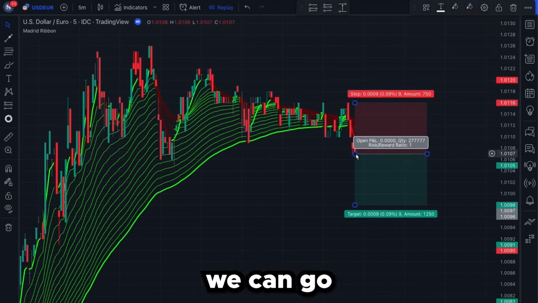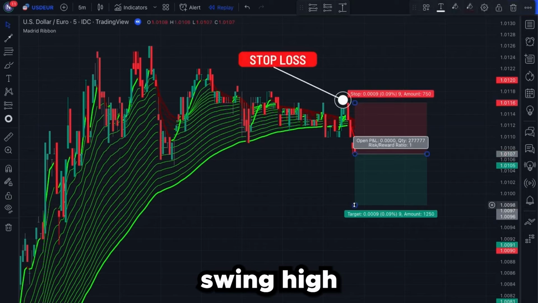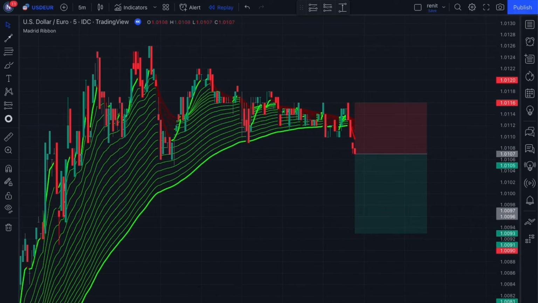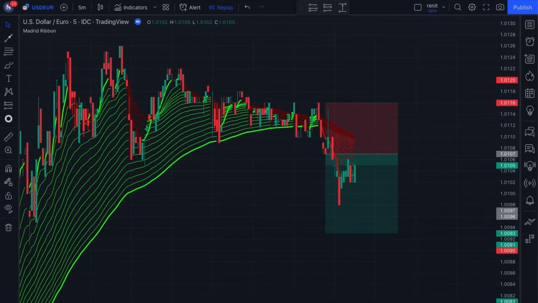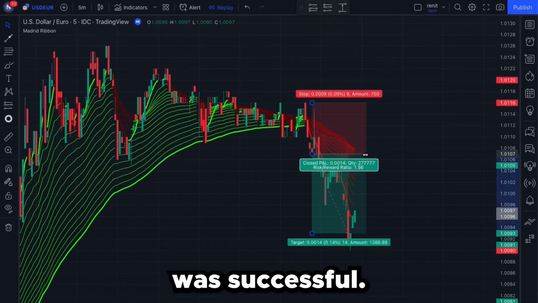If both our conditions are met, we can go ahead and place a sell entry on the close of our trigger candlestick, then place a stop loss at the recent swing high, with the take profit target of 1.5 times the risk. And we have hit our take profit, so this trade was successful.